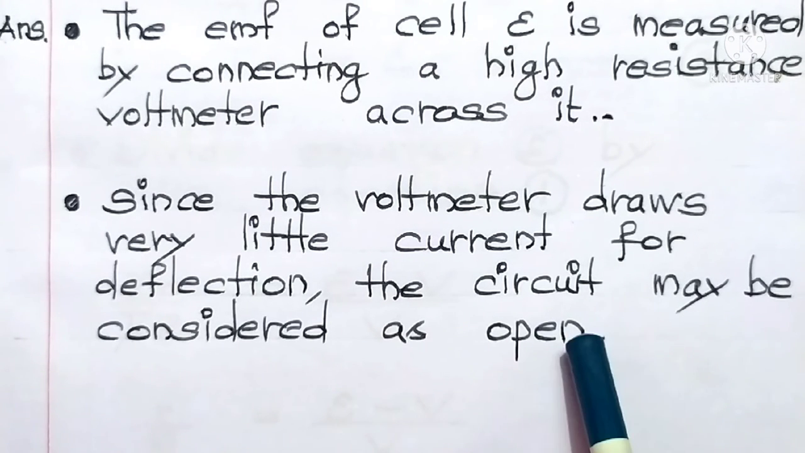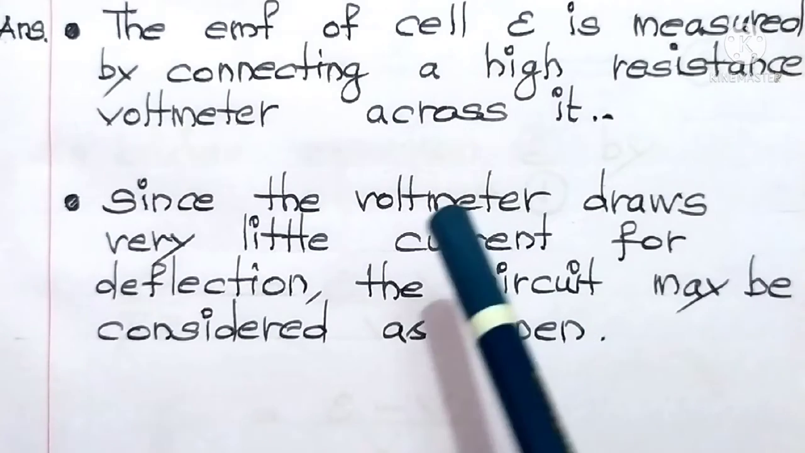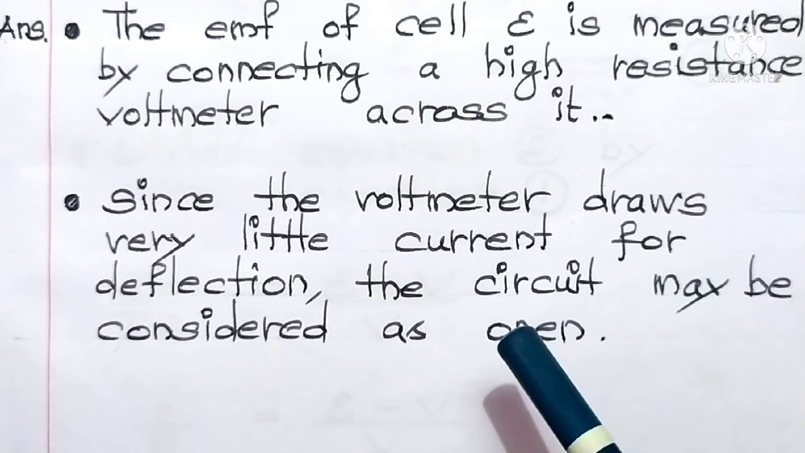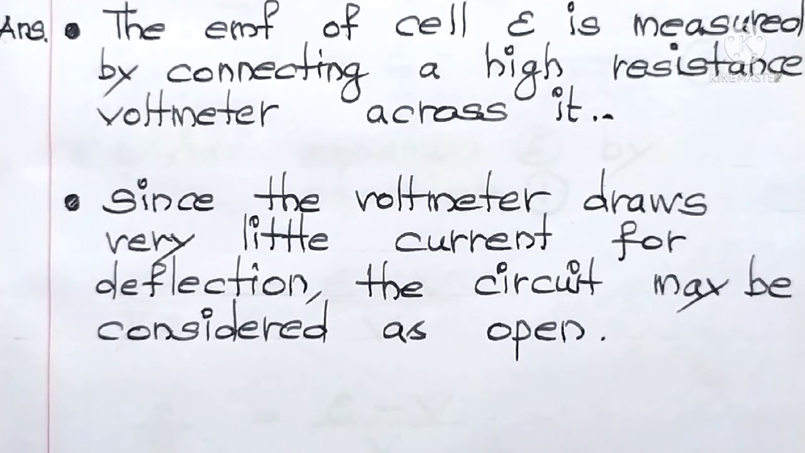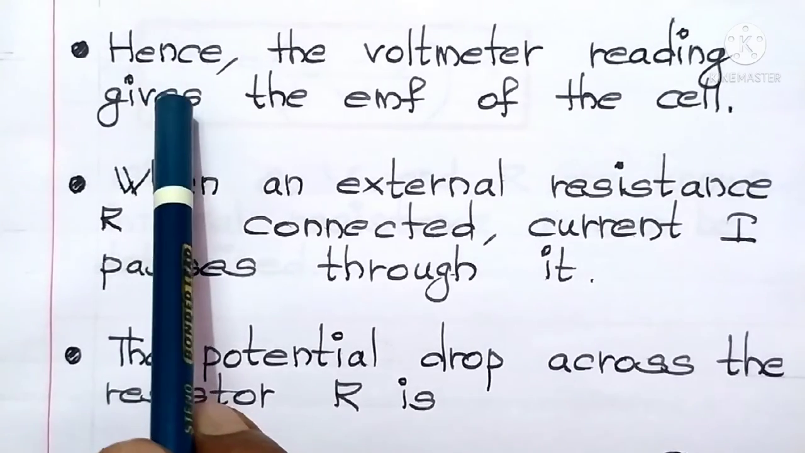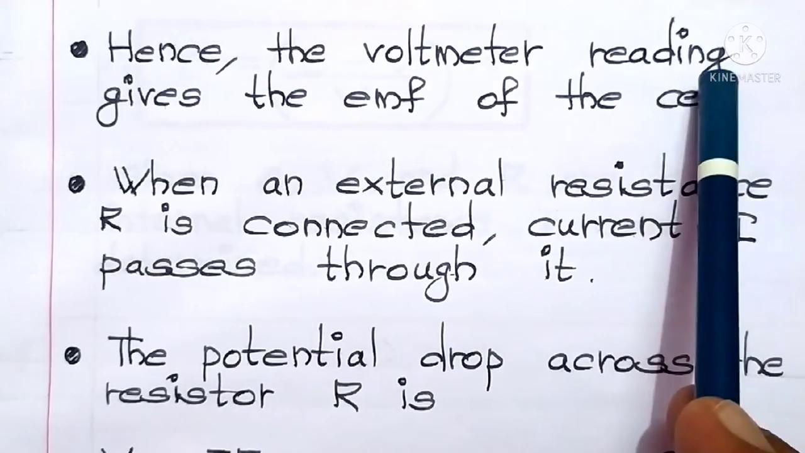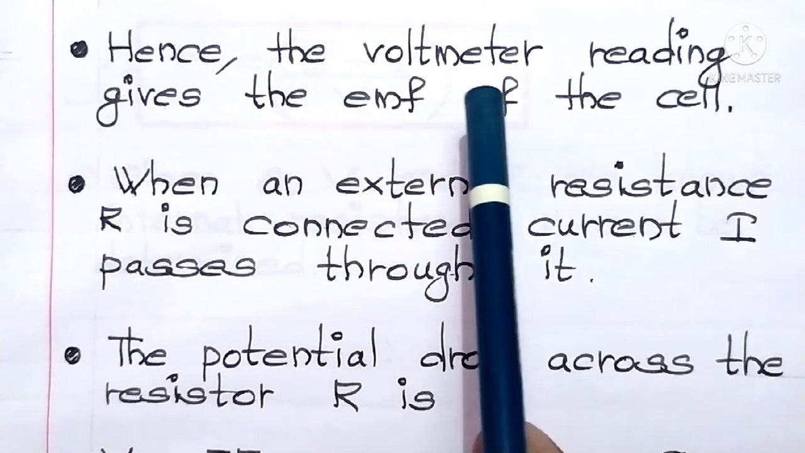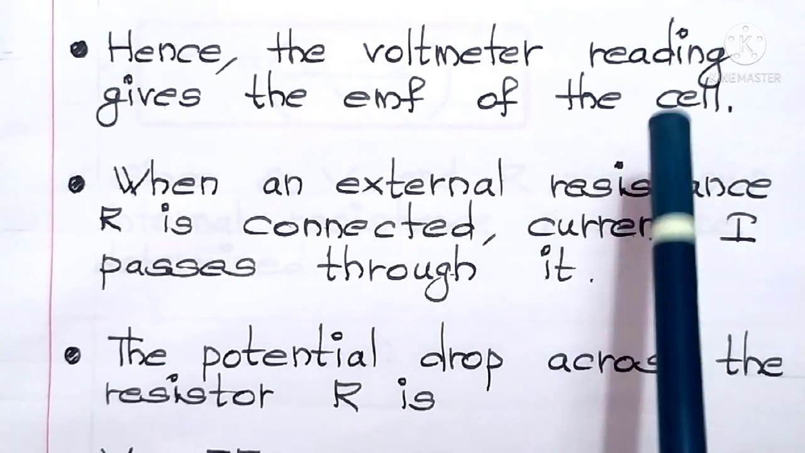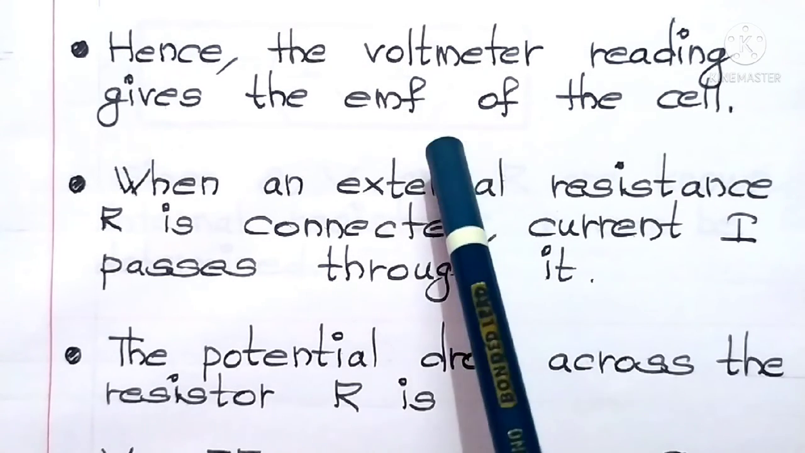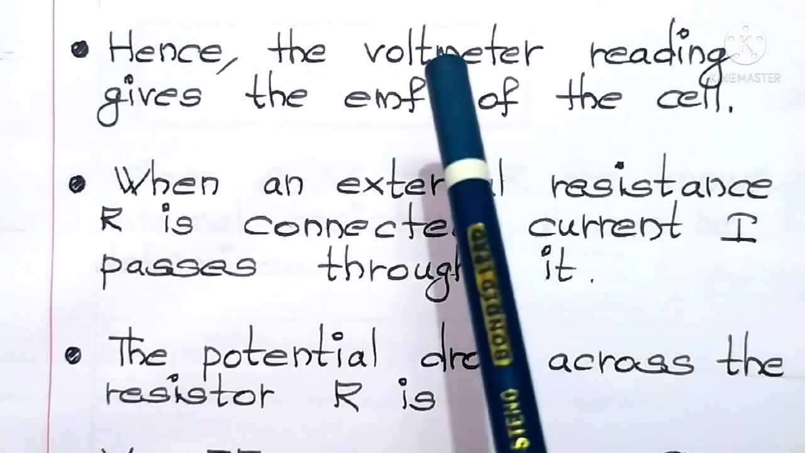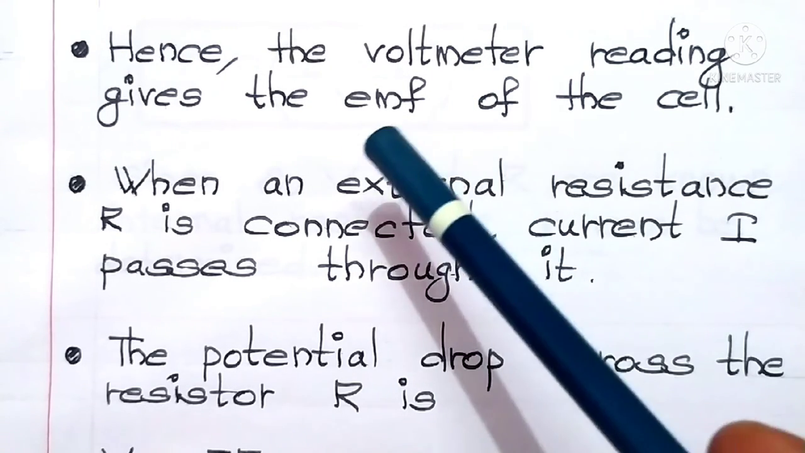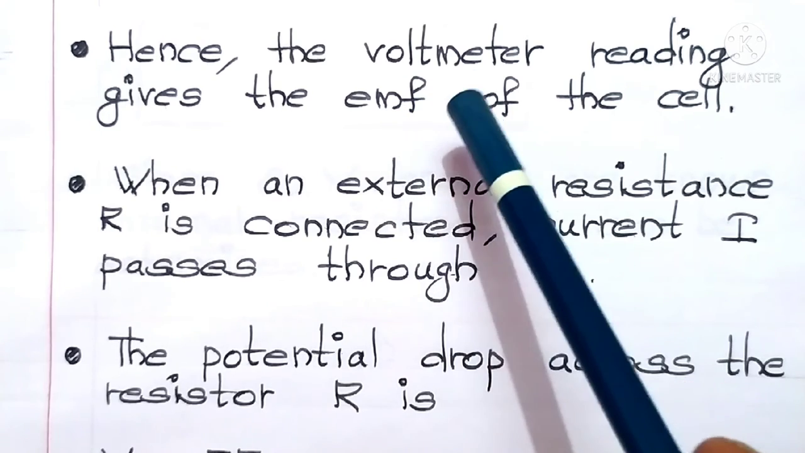So in an open circuit, what can we measure? EMF. Hence, the voltmeter reading gives the EMF of this cell. So in this case, whatever reading we get from this voltmeter gives the EMF of the cell.